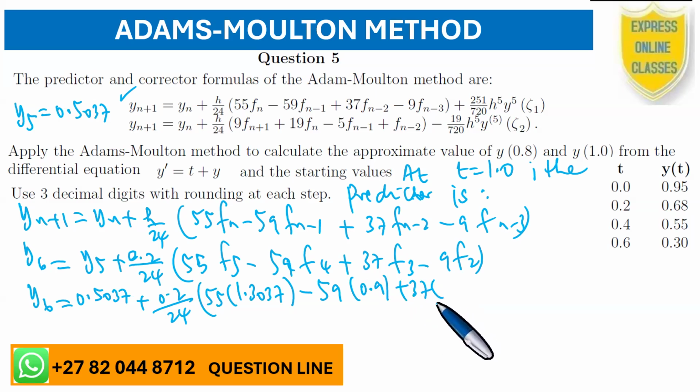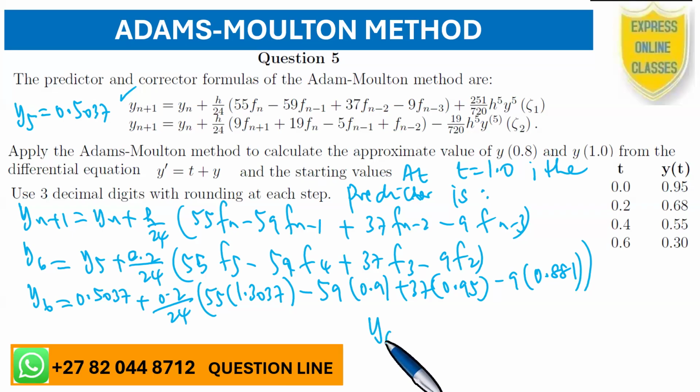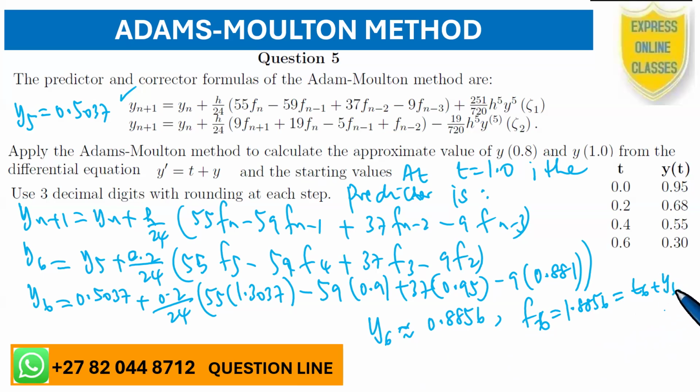And then we have 37 times F3. We got F3 in the table, 0.95. We have minus 9 times F2, which came from the table, and it became exactly 0.881. Right, using a calculator, you'll be able to get the actual estimate of y6. So y6 is 0.8856. F6 is 1.8856, which is t6, y6.